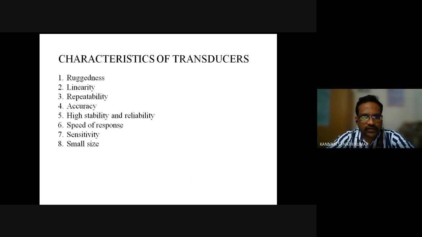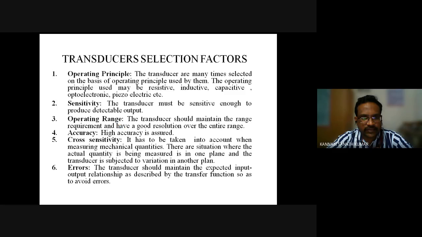These are the characteristics of transducers: ruggedness, linearity, repeatability, accuracy, high stability, speed of response, sensitivity, and small size. It should be small in size and sensitive to the input. These are not that important.